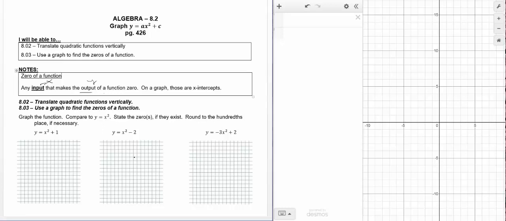A really common mistake is to plug zero in and see what you get. That is not what a zero is. That would find the y-intercept, but that is not necessarily a zero of a function.